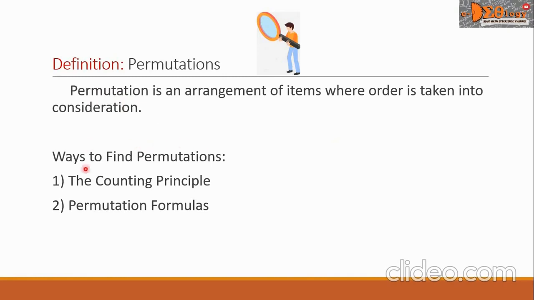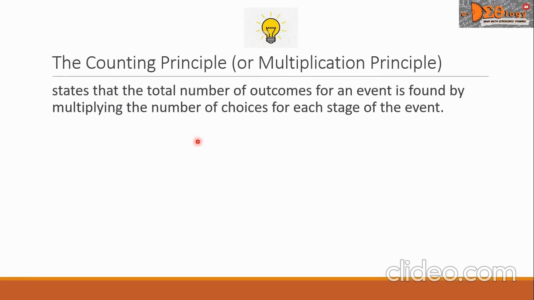Number 1, the counting principle. Number 2, permutation formulas. Let us study the counting principle, or sometimes called multiplication principle. The counting principle states that the total number of outcomes for an event is found by multiplying the number of choices for each stage of the event.